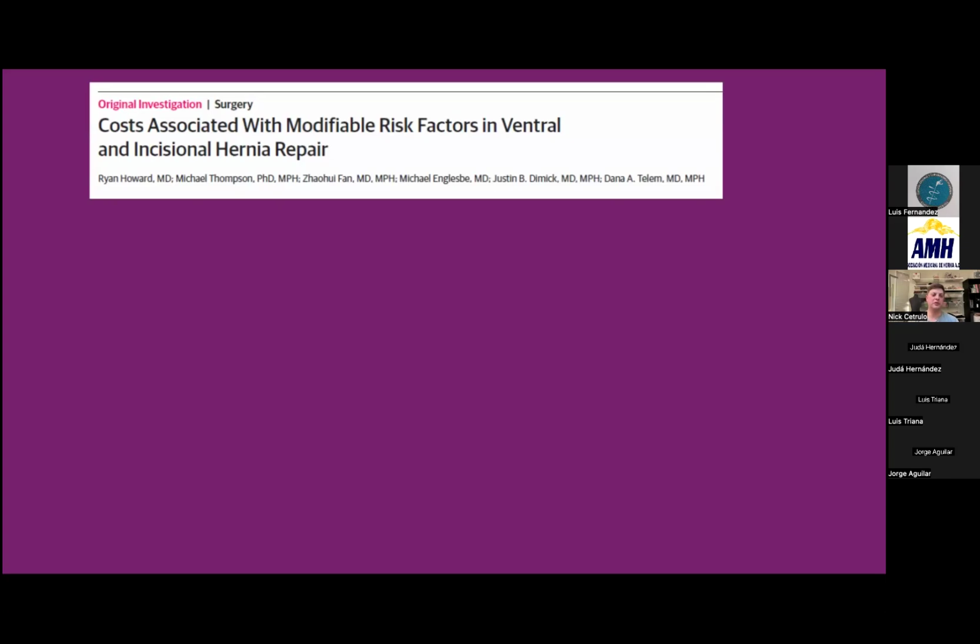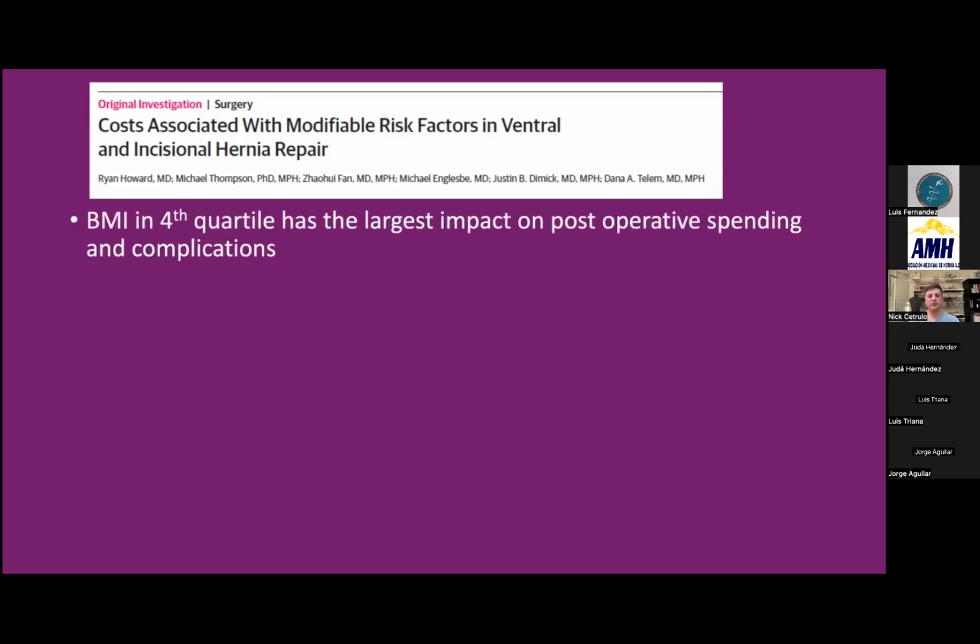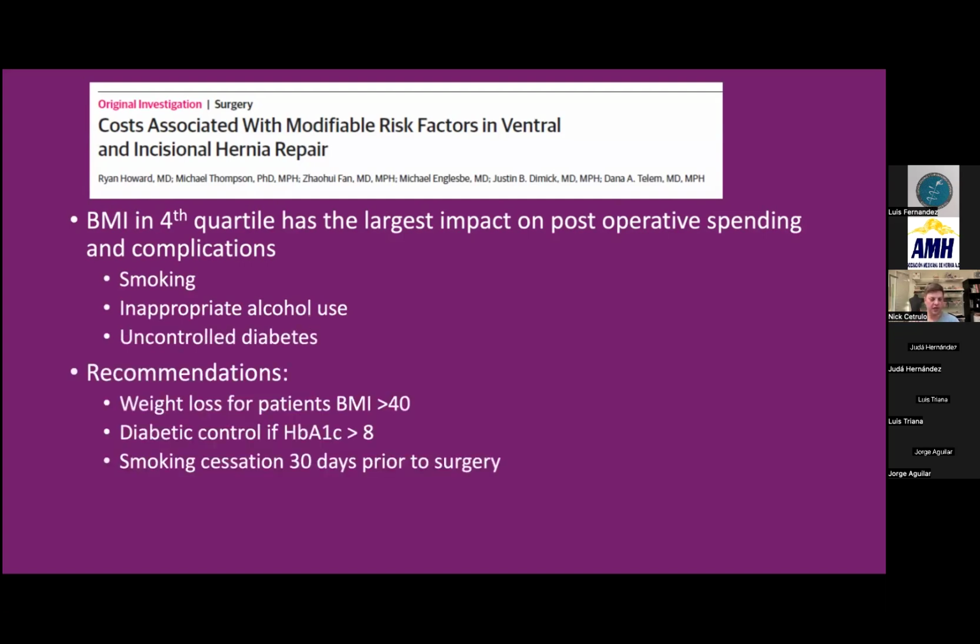This is a really interesting study where they looked at the costs associated with modifiable risk factors in ventral and incisional hernia repair. This is from the University of Michigan, and this is the table that I just previously showed you. BMI in the fourth quartile, which should be the easiest of the modifiable risk factors to make an impact on, had the largest impact on postoperative spending and complication rates. Smoking also fit in. Inappropriate alcohol use led to more complications, and so did uncontrolled diabetes.